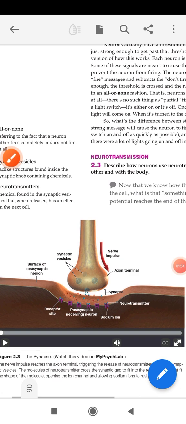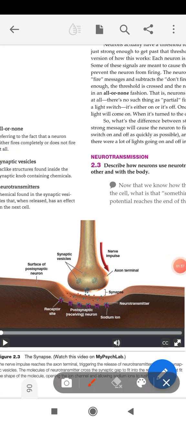These synaptic vesicles are actually blisters in the synaptic terminal, and they contain some liquid chemical molecules named neurotransmitters. The gap between the synaptic terminal and the receptor site of another neuron or another cell is known as the synapse.